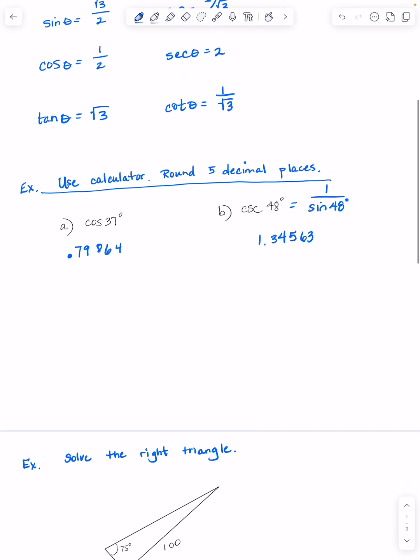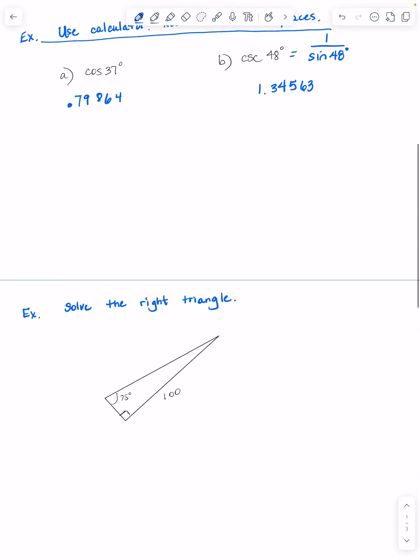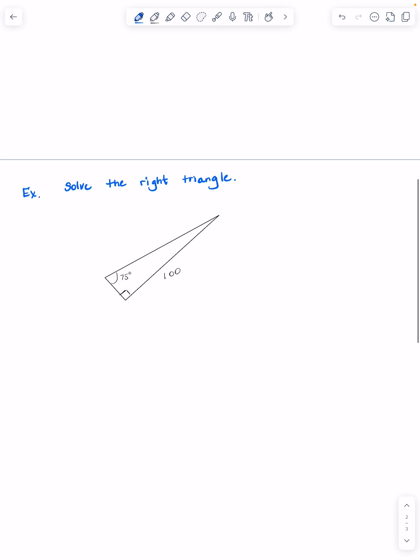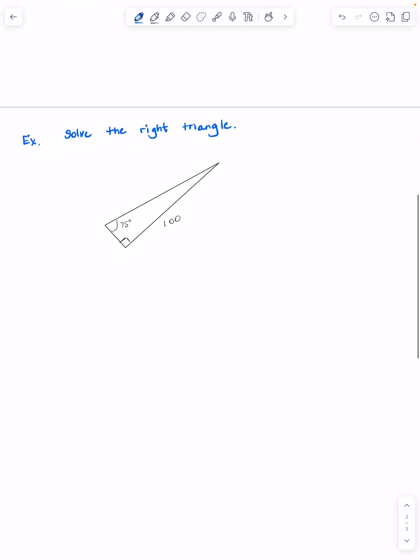All right, I'm going to do one more from this section. And this last example I'm doing asks me to solve the right triangle. Now, if I'm solving the right triangle, remember how many parts there are to a triangle. All right, we've got 3 sides and 3 angles. So if it says to solve the right triangle, that means by the end of it, I want all 3 sides, all 3 angles.